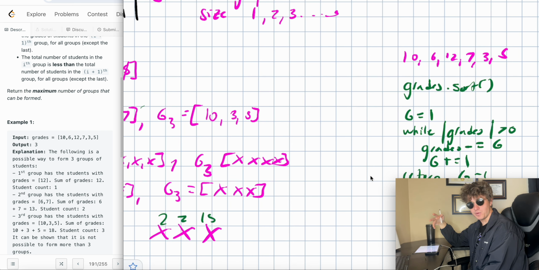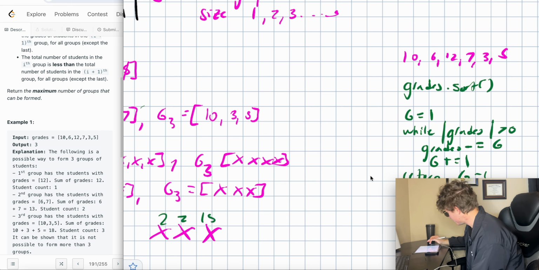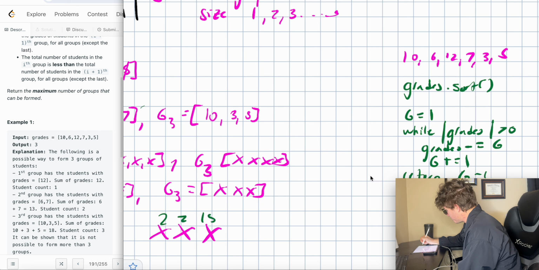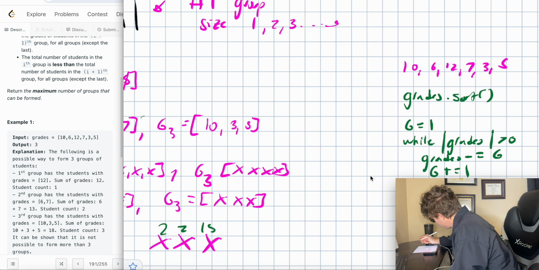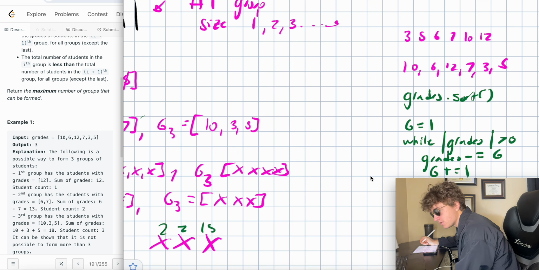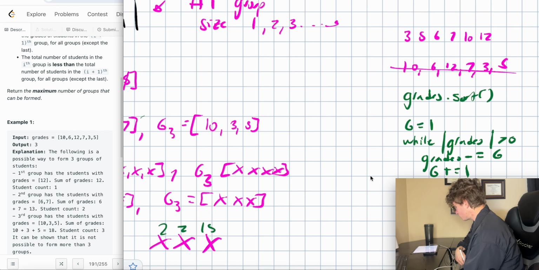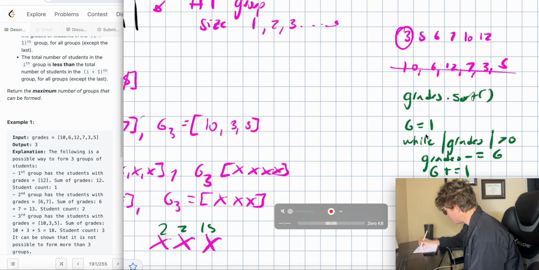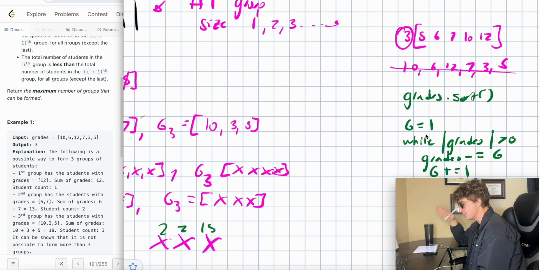What this does is when we walk through it, we're going to say, while grades is greater than 0, so we sort the array first, okay? 3, 5, 6, 7, 10, 12. Right, so we're going to sort it first, and then we're going to start pulling people out. So I say, okay, my first group, I'm going to pull out one person when G is 1, so this person will get removed.